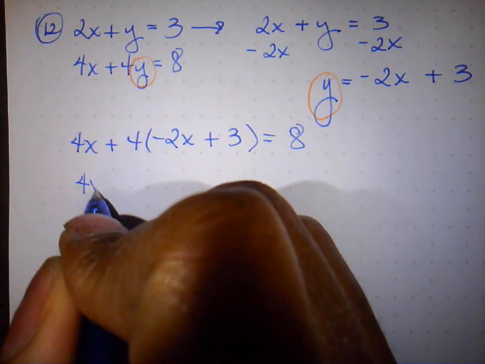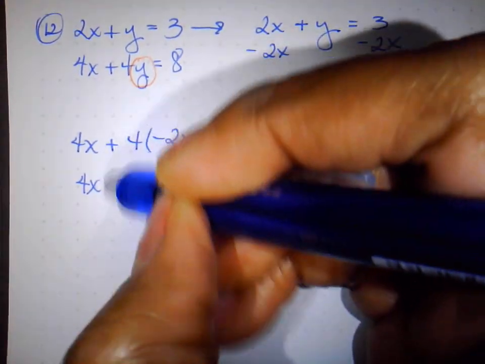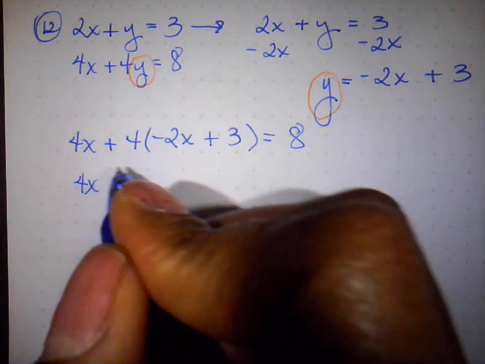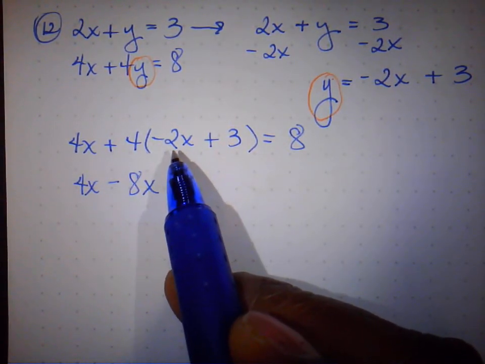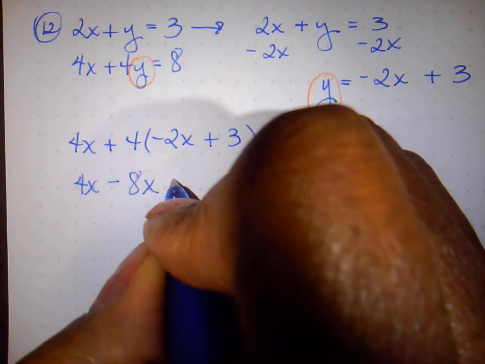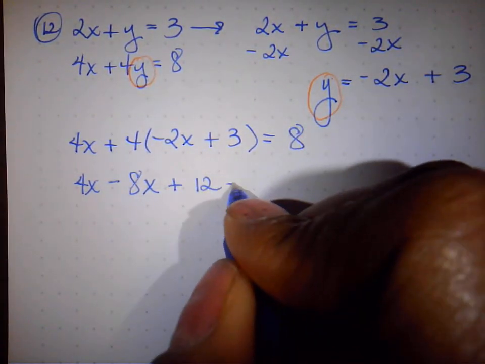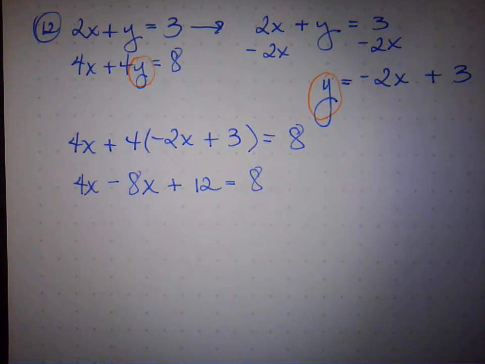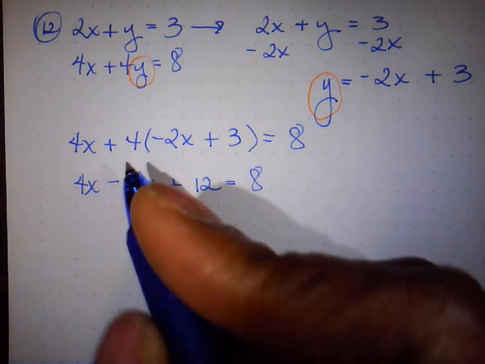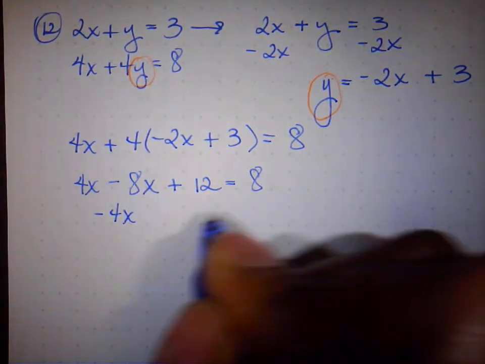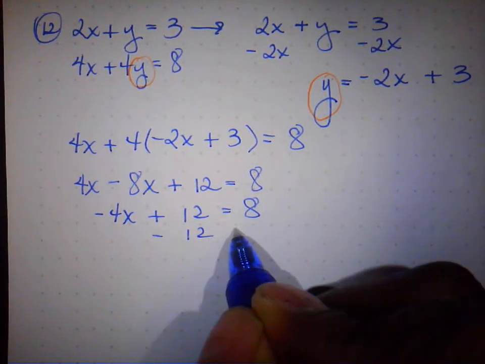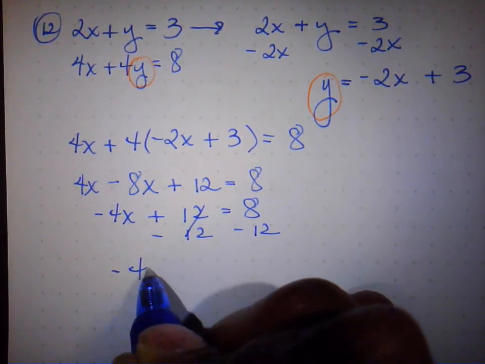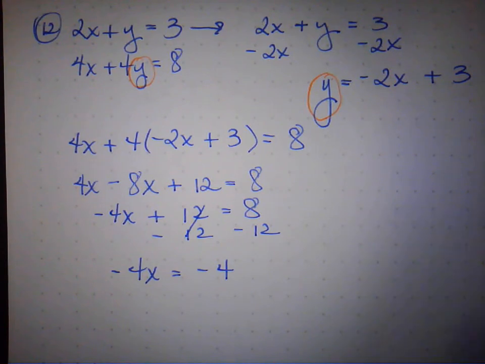So we have 4x minus 8x, right? Because 4 times negative 2x, okay? And then 4 times 3 is what? Of course it is. Okay? I almost feel silly doing this part with you because y'all know how to do this. 4x minus 8x is negative 4x. Bring down my plus 12 equals 8. Finish solving it out. I'm going to subtract 12 from both sides. I get negative 4x is equal to negative 4.